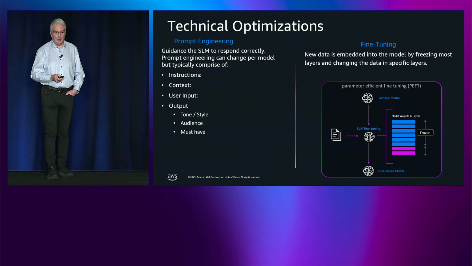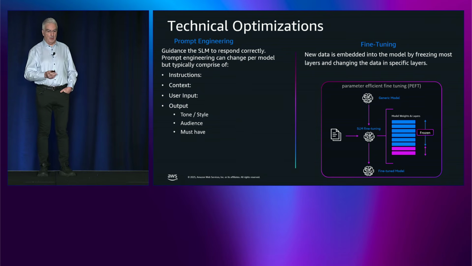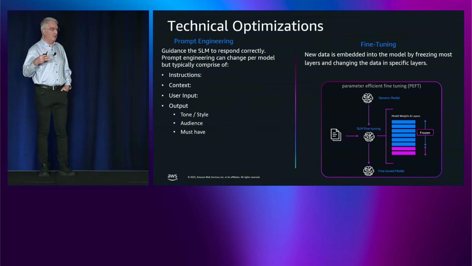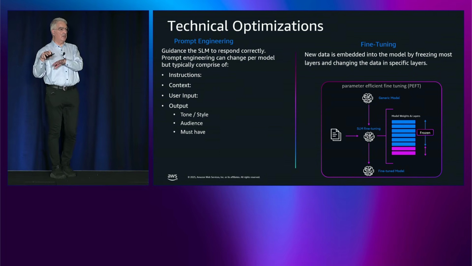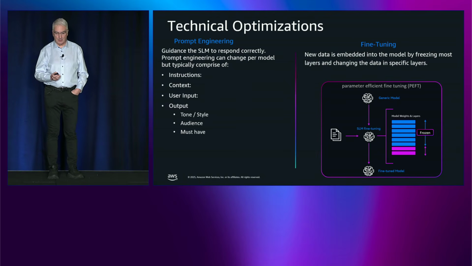The other thing we do with our customers is fine-tuning, where we recommend parameter-efficient fine-tuning as the method. You take the model, freeze most of the layers, and then work on a few layers to change the weights, which is effectively the data in the model, and equip the model to respond, say, in a chatbot environment or a summarization environment, etc.